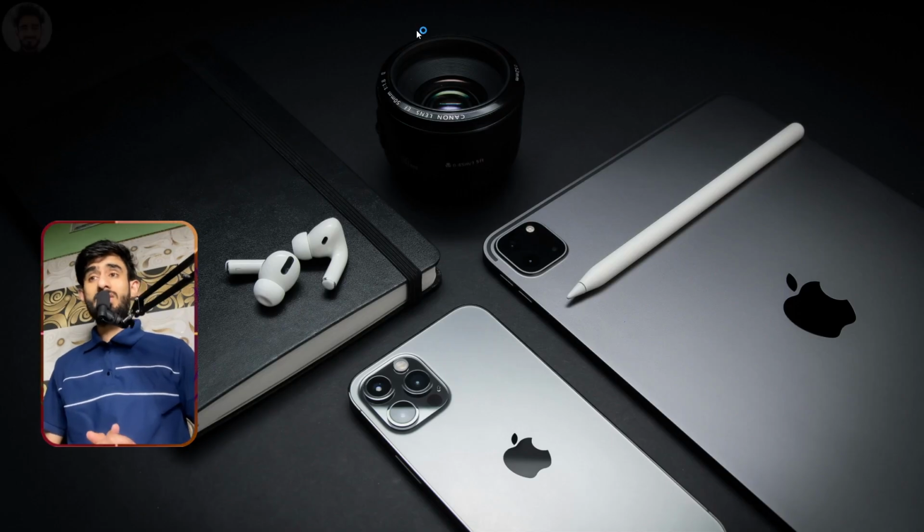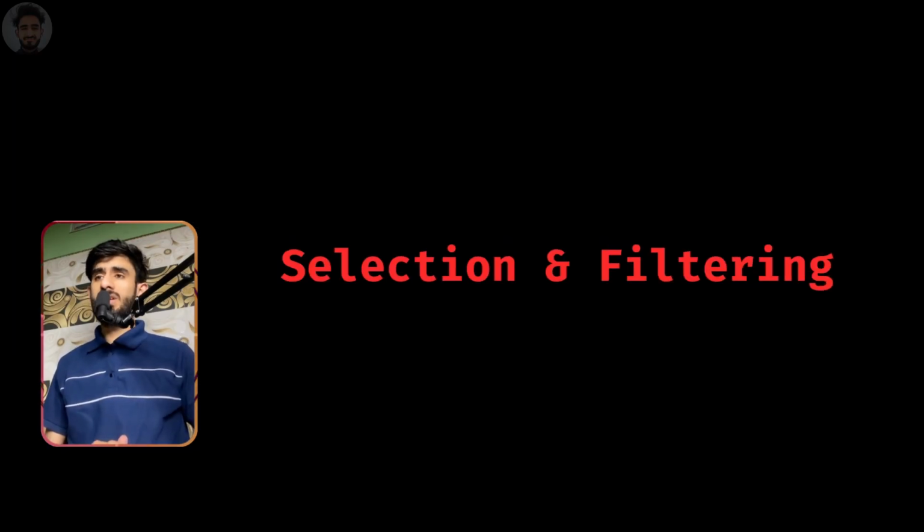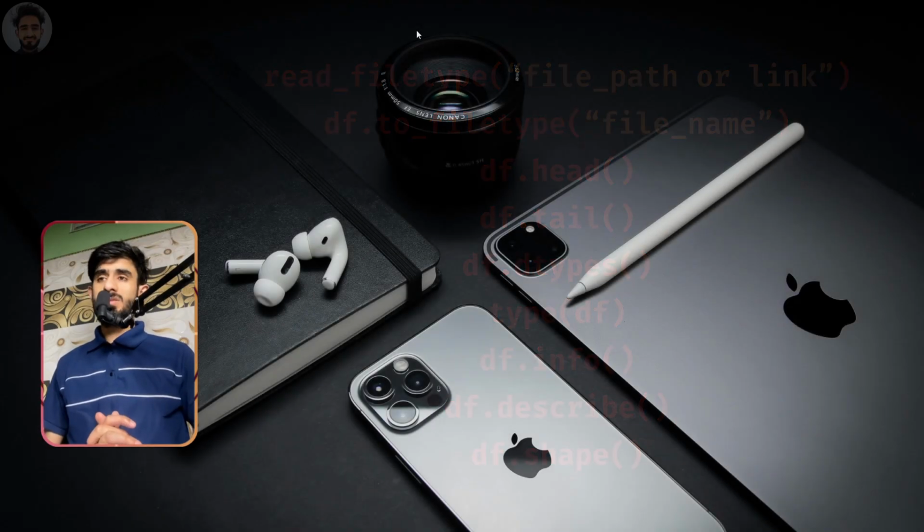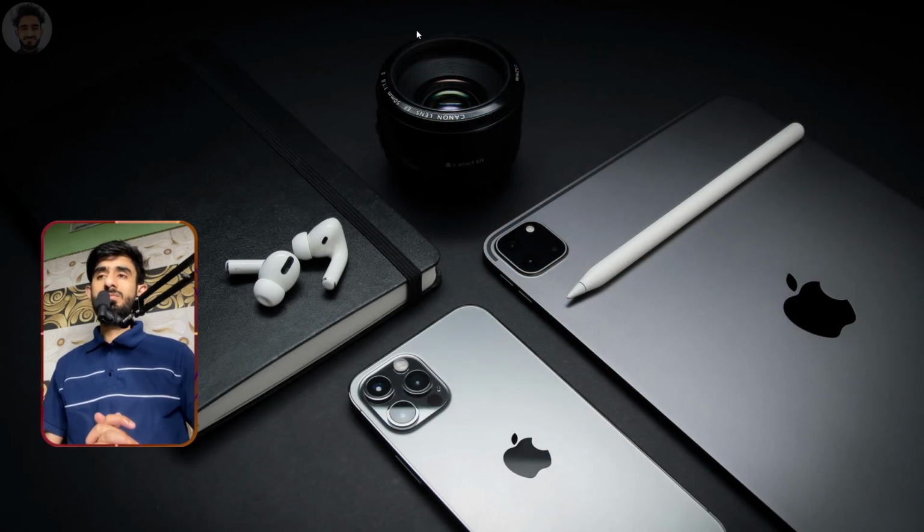Today we are going to start the second chapter of Pandas, which is selection and filtering. In the last chapter we learned what is Pandas, how to load the data, how to export data, and different methods like head, tail, info, describe, shape, and data types. Today we will learn many things about selecting data and filtering.